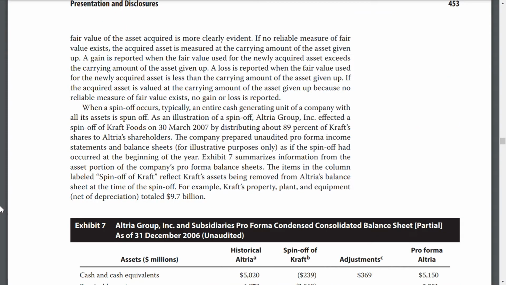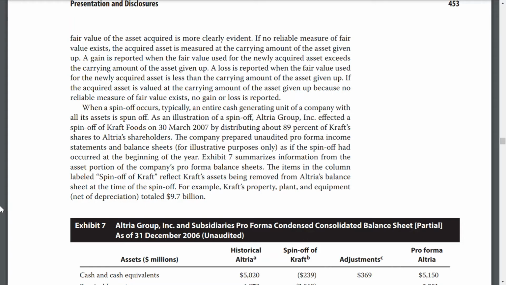If no reliable measures of fair value exist, the acquired asset is measured at the carrying amount of the asset given up. A gain is reported when the fair value used for the newly acquired asset exceeds the carrying amount of the asset given up. A loss is reported when the fair value used for the newly acquired asset is less than the carrying amount of the asset given up. If the acquired asset is valued at the carrying amount of the asset given up, because no reliable measures of fair value exist, no gains or losses are reported.